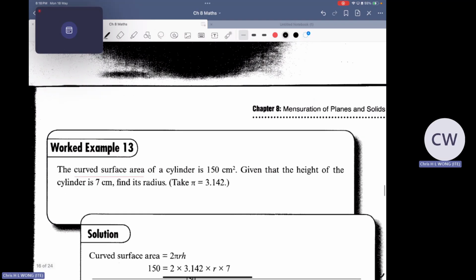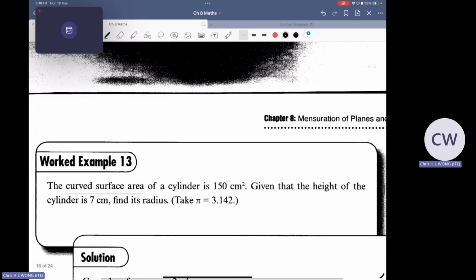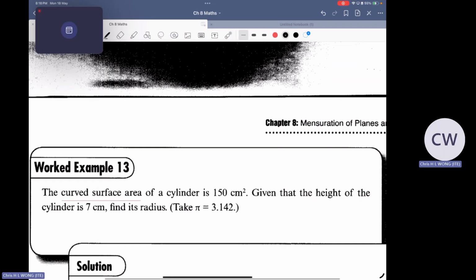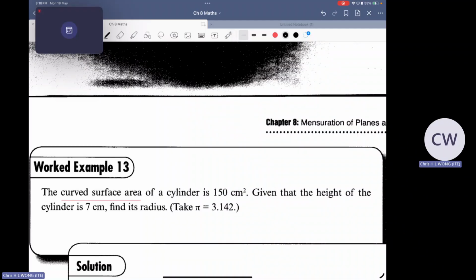Okay, maybe one more before you go for your break. All right, let's see what they want. This one. Before you start, always understand what they want first. Now, the curved surface of the cylinder, you see now the curved surface has no top, no bottom. No top, no bottom, only the curved surface, right? The curved surface area of the cylinder is 150 cm squared. They give you the height. You are supposed to find the radius.